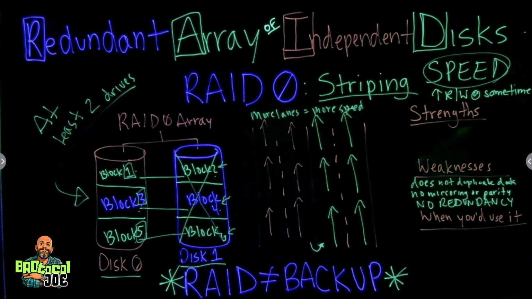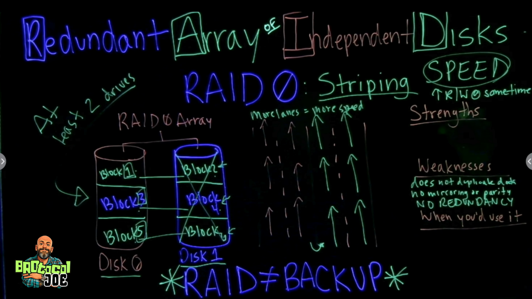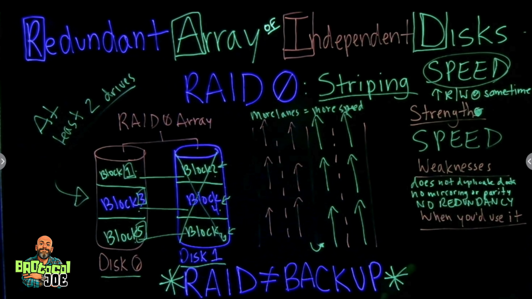RAID 0, well, let's go ahead and put the strength. Let's just do strength, because there's only one strength in a RAID 0, and it is speed. Strength is speed. Weaknesses: it does not duplicate data. There is no mirroring or parity, which means, in essence, there is no redundancy. One drive fails, all the data is gone.